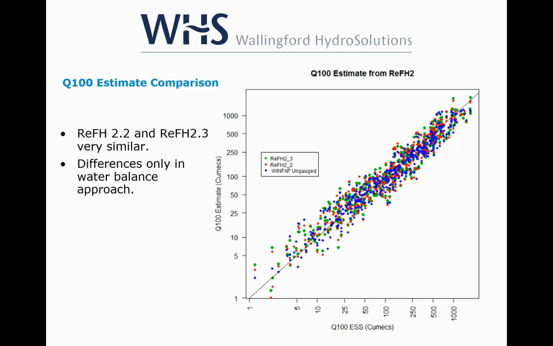We've also got the ungauged WinFAP method in there as well for comparison. What we can see is that there's little difference between the ReFH2.2 and 2.3 models. As I've said before, the differences that we've made to the water balance and the soil moisture only really occur when we're starting to use things outside these standard design events. So there's little difference between them. You can also see that the performance is relatively similar to the statistical method, which means that we've got two independent methods for estimating our Q100.